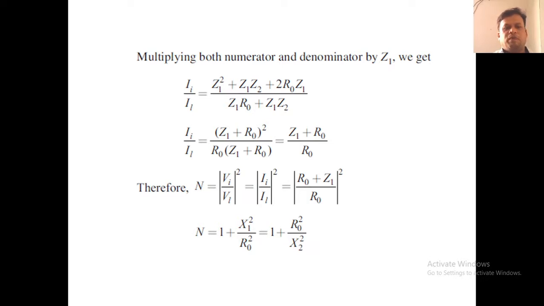So, N is equal to 1 plus x1 square by R naught square, that is equal to 1 plus R naught square by x2 square. In this you are seeing that it is 1 plus x1 square by R naught square. So, you are substituting here, in place of Z1 in 1 plus Z1 by R naught, x1, as I am showing with the cursor here. That is equal to 1 plus R naught square by x2 square, which we can also write; R naught square by x2 square is also permissible.